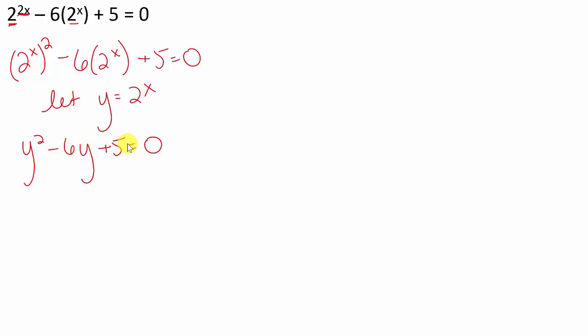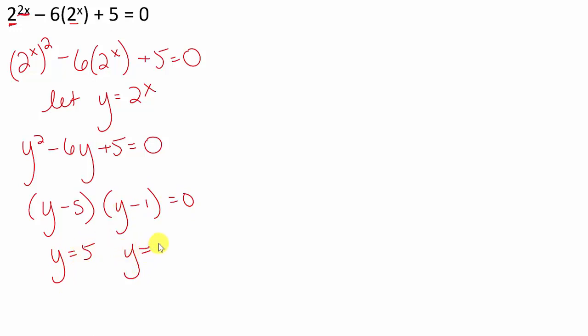From here, you all know how to solve. So again, quadratic formula or factor. This is going to give me (y minus 5) and (y minus 1), which is going to give me y equals 5 and y equals positive 1. And then just don't forget at the end, you have to plug these values back into y. So I have 2 to the power of x equals 5 and 2 to the power of x equals 1.